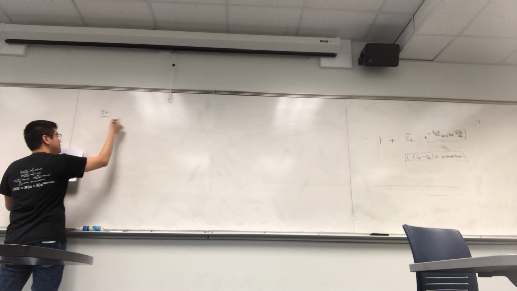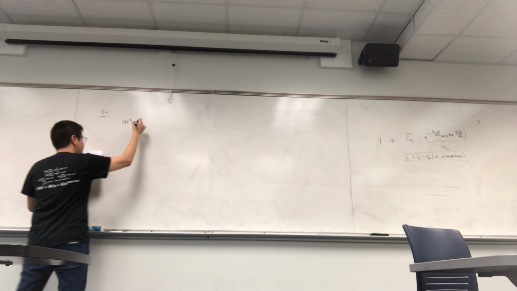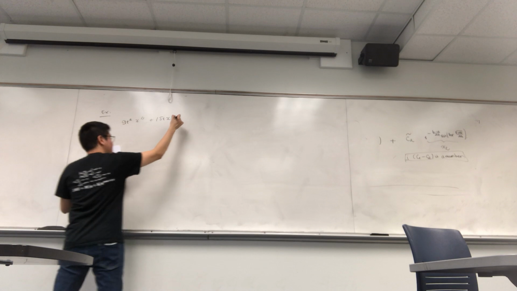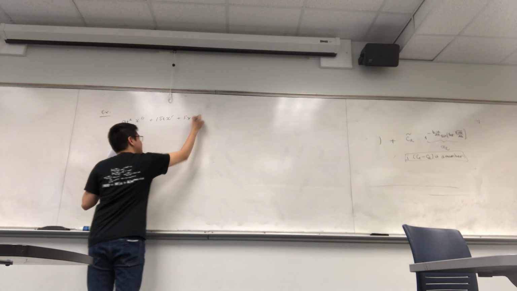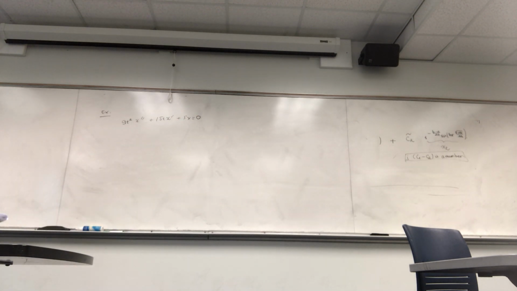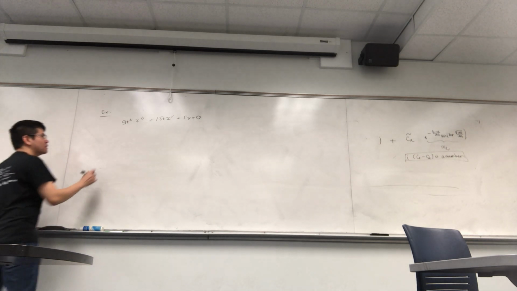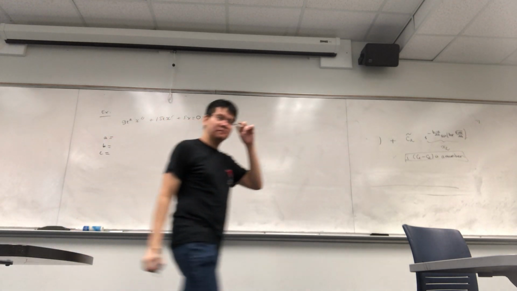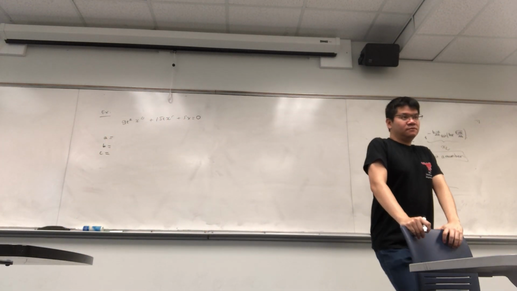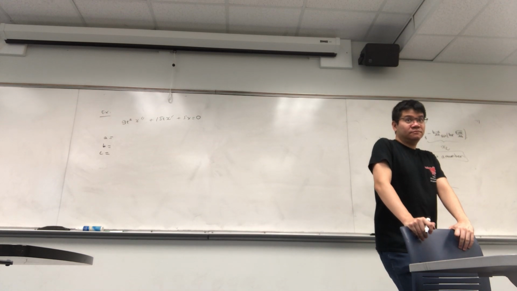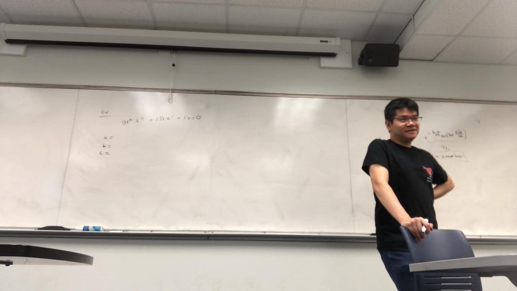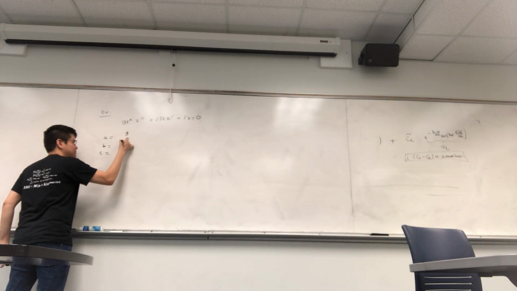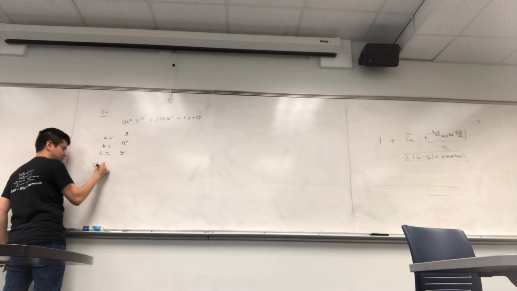You have 9t squared x'' plus 15t x' plus 5x is 0. Right, so in this case, this is the equation. I want to know what A, B, and C are. Yes? 9, 15, and 5. Characteristic equation.